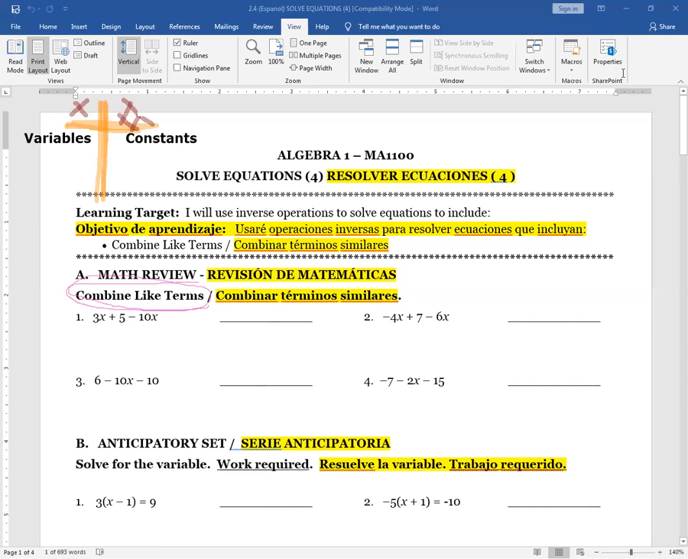So we cannot mix the variable family and the constant family. These families can't stand each other. They hate each other. Okay. So when we combine like terms, we have to do it in a way where we keep our variables apart. Okay. So in problem number one, we have 3x plus 5 minus 10x. What are the expressions that are variables?